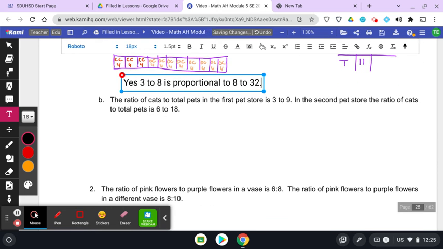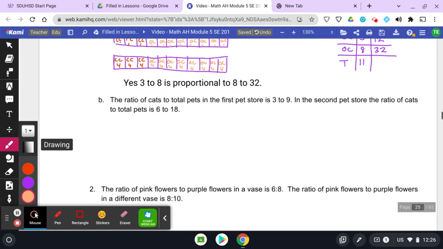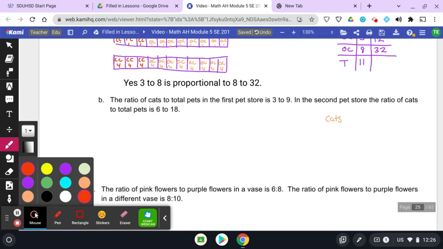B: the ratio of cats to total pets in a first pet store is 3 to 9. In the second pet store, the ratio of cats to total is 6 to 18. Now what we have to pay attention to is they're not giving us a part to part, they're giving us a part to whole. So we have cats, and then we have something else: dogs, guinea pigs, iguanas, other. And that's getting us to our total.